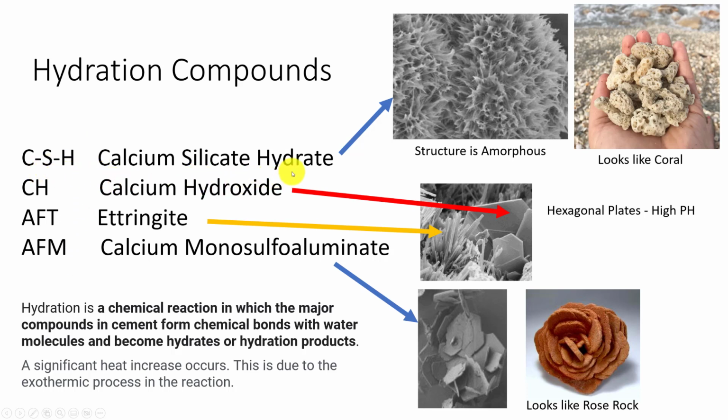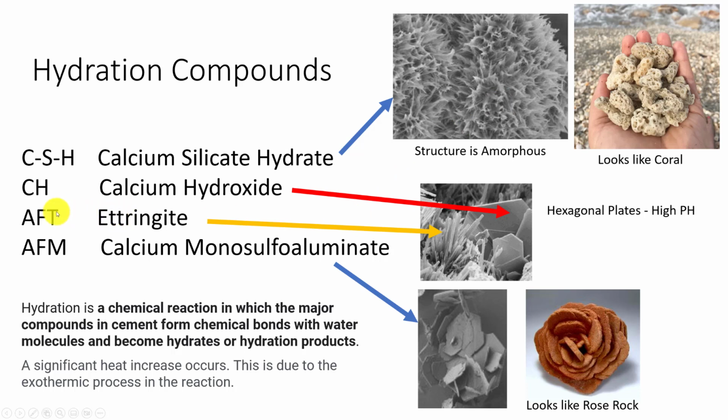How do we describe this? If I was to look at it at the micron scale, take it to a microscope, we would see that it would look very spongy-like, kind of like coral. This is an amorphous material, meaning it doesn't have a repeating structure, and this is what's going to give concrete the majority of its strength. So we really love CSH for its ability to give concrete its strength.